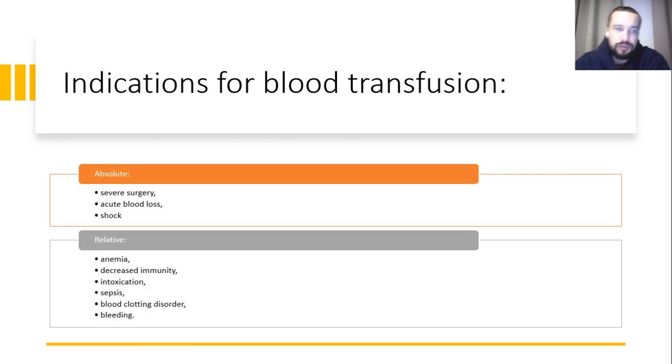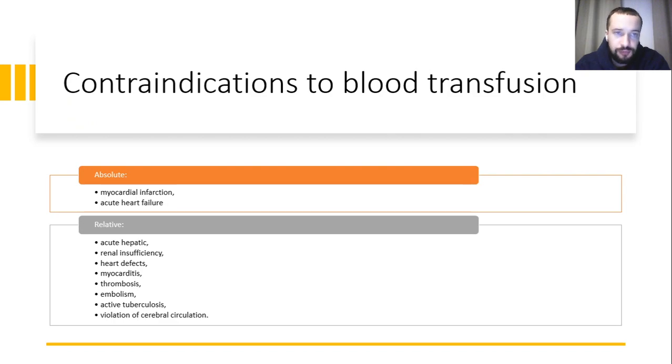Indications for blood transfusion: absolute, severe surgery, acute blood loss and shock; and relative: anemia, decreased immunity, intoxication, sepsis, blood clotting disorders, and bleeding. Contraindications: absolute, myocardial infarction, acute heart failure; relative, acute hepatic failure, renal insufficiency, heart defects, myocarditis, thrombosis, embolism, active tuberculosis, and violation of cerebral circulation. Relative contraindications.